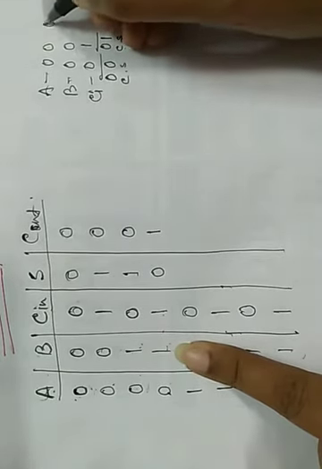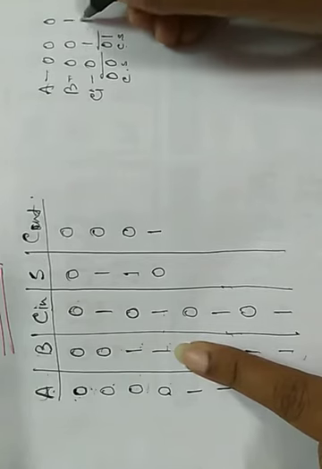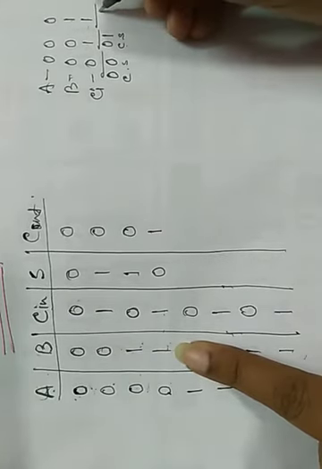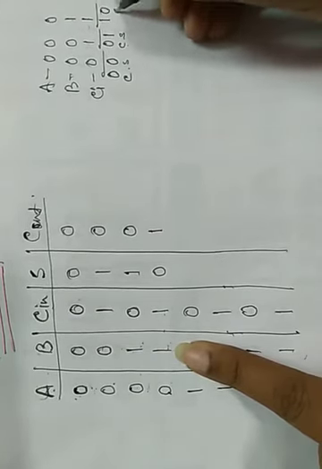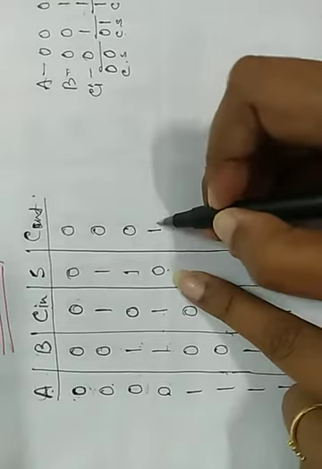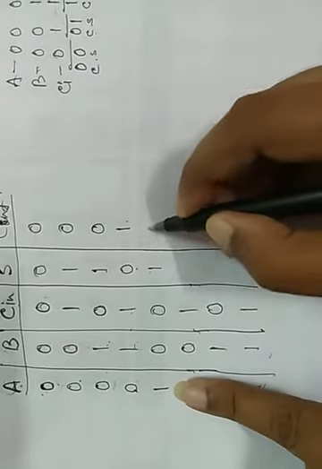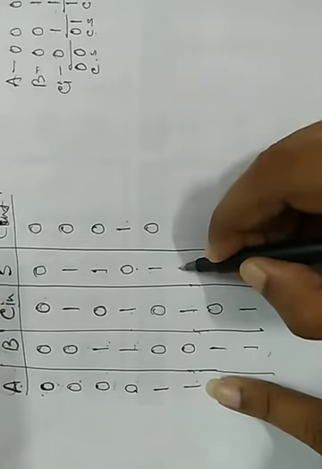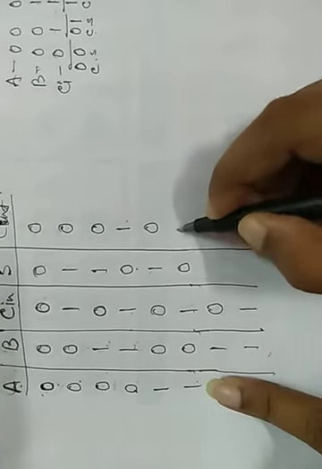0 means A is 0, B is 1, C is 1. So, 1, 1 means 0, carry is 1. So, here sum is 0, carry is 1. That's why sum is 0, carry is 1. 1, 0, 0 means sum is 1, carry is 0. 1, 0, 1, two ones are there. So, sum is 0, carry is 1.